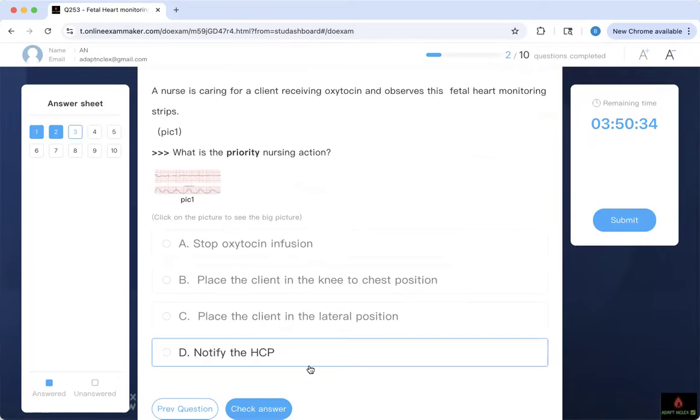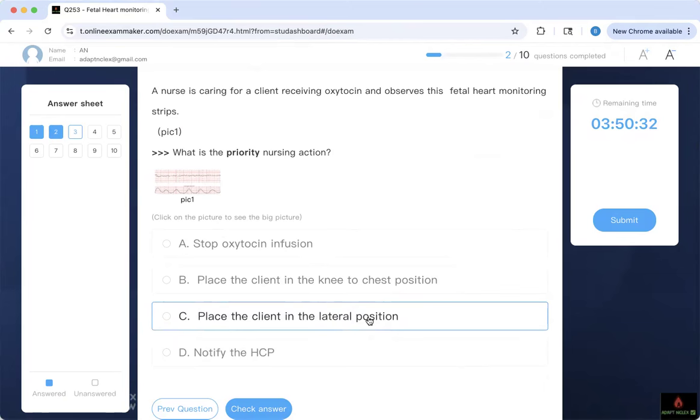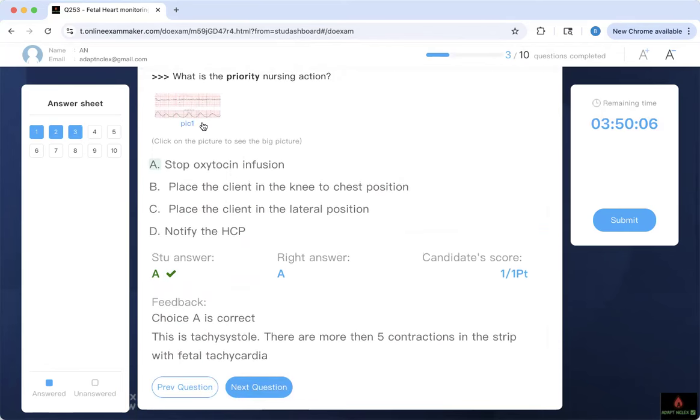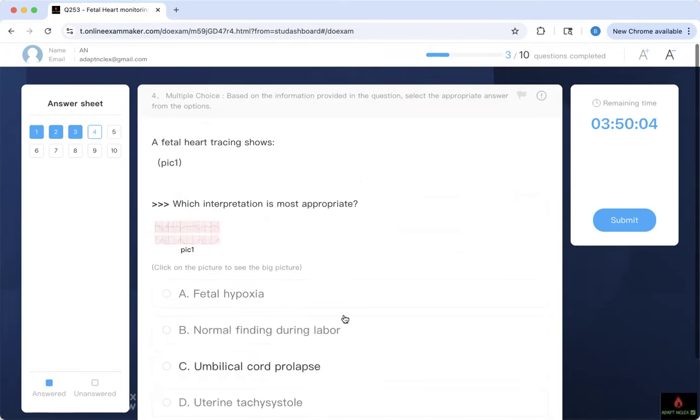Will you let the doctor know? Do we place the client in the lateral position? Do you place the client in the knee to chest position? Stop the Pitocin. Always stop the Pitocin before you do position. Stop the Pitocin before you do position or IV fluid or oxygen or call the care provider. Look, always stop the Pitocin. Therefore, stop the infusion. And this is what? Tachysystole. That's what we call it.